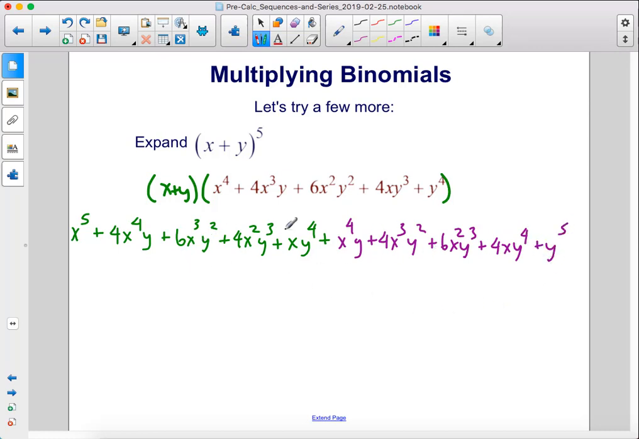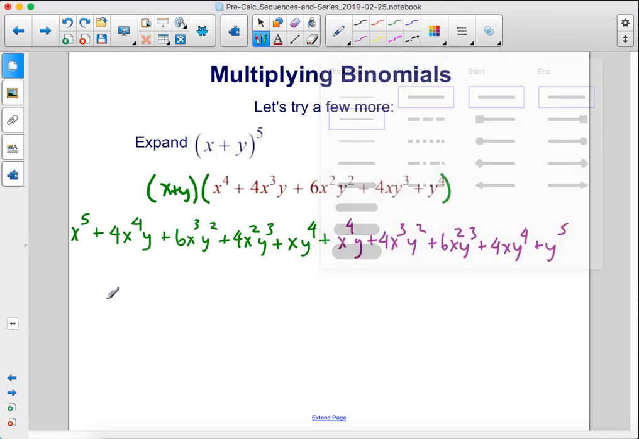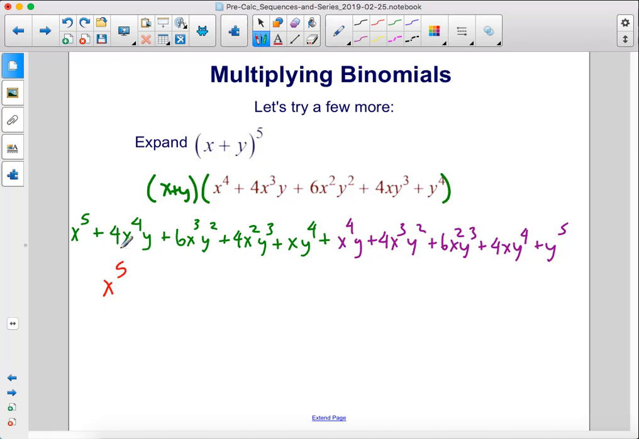Now we need to simplify this. We have 1 x to the fifth term, so that's just x to the fifth. Now x to the fourth y. We have another one there. So we have 5 of those, 4 plus 1: 5x to the fourth y.